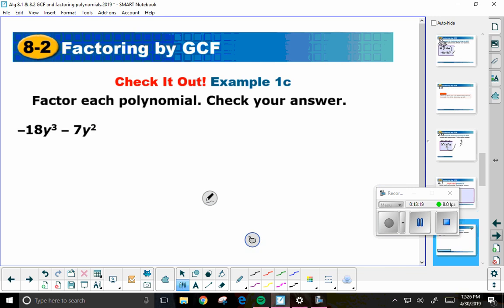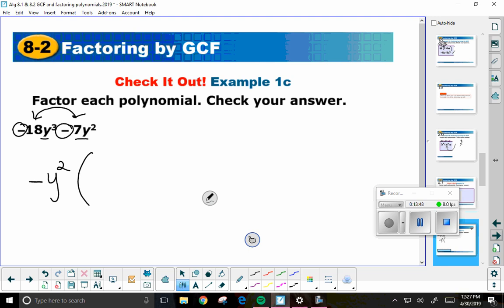Moving on, negative 18y cubed minus 7y squared. So I see that there's a negative here and a negative here. So I'm going to factor out negative. And then there is no greatest common factor other than 1 for 18 and 7. But I do see that there's a y cubed and a y squared here. So the greatest common factor is negative y squared.